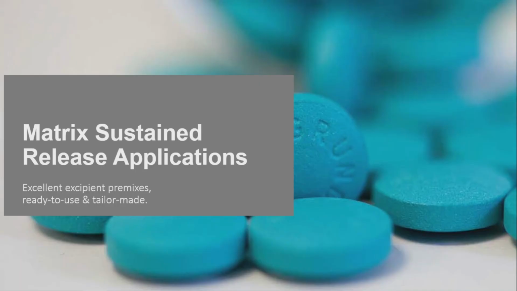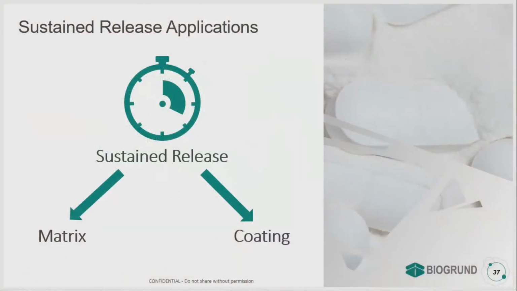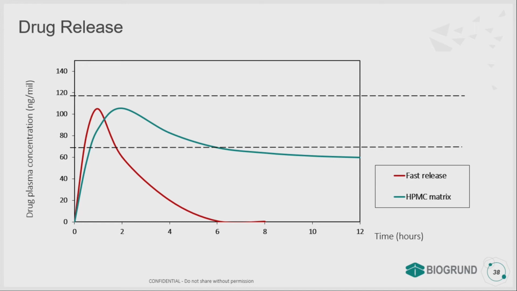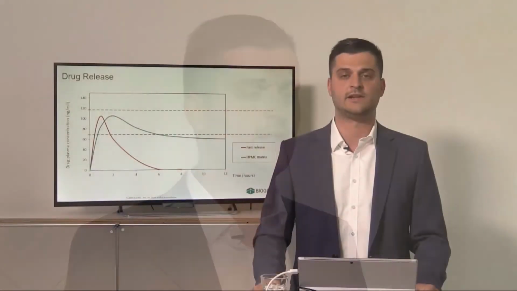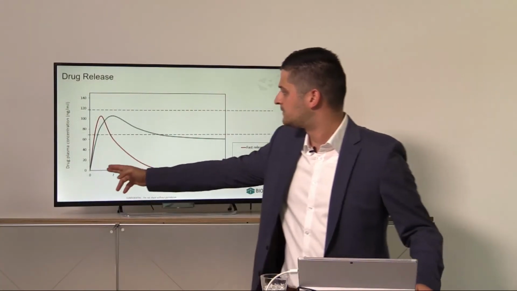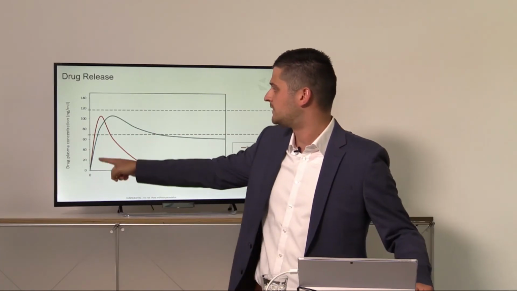The last topic of today's webinar are sustained release matrix applications. Here we have two possibilities. We can do it with a coating or with a matrix, and today we focus, of course, on a matrix because we are talking about tableting excipients. This graph gives a rough idea about how a prolonged release profile looks in comparison to a fast release formulation. So the release process is much longer, the greenish line here, instead of the sustained release, the reddish one here.